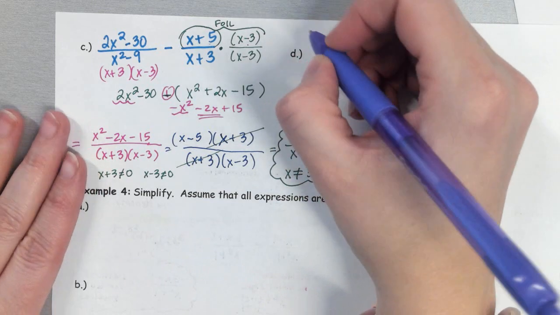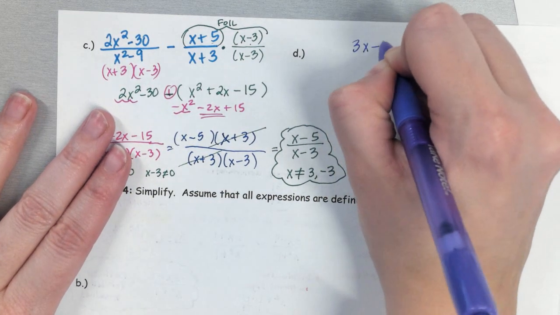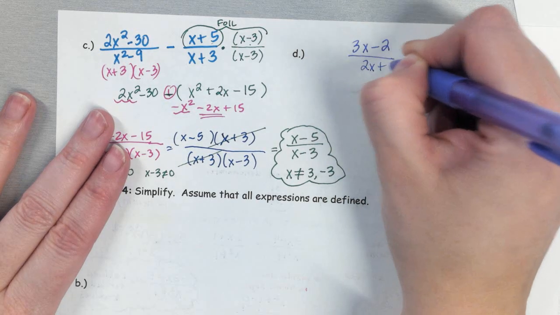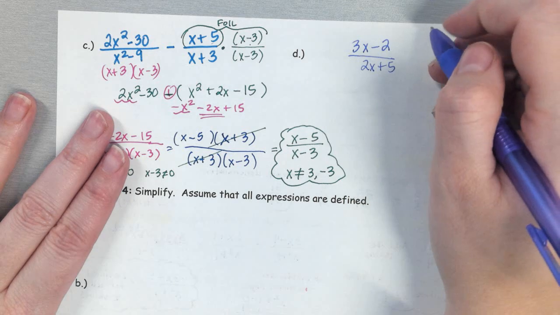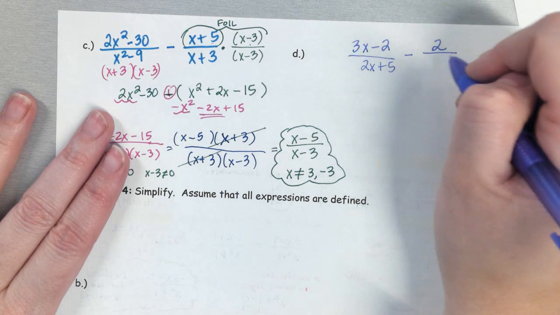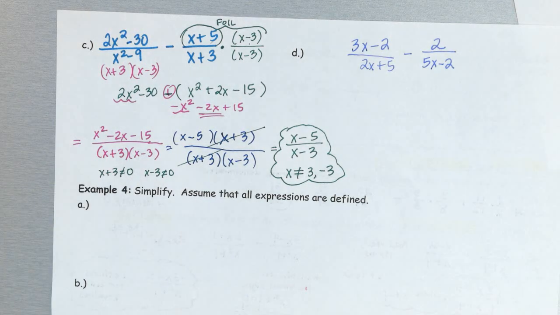Alright, you want to try one on your own? You've been waiting for this moment to shine. Show us you can do it. 3x minus 2 over 2x plus 5 minus 2 over 5x minus 2.